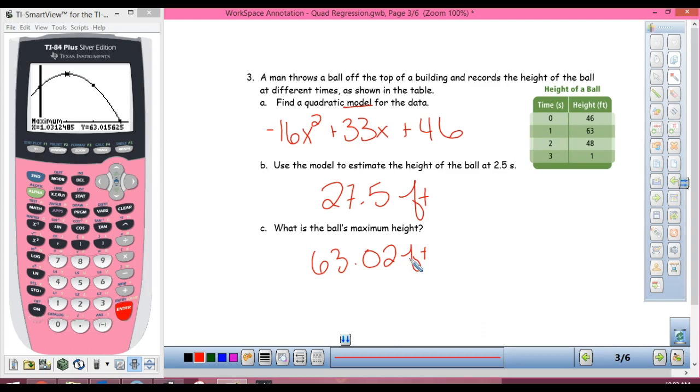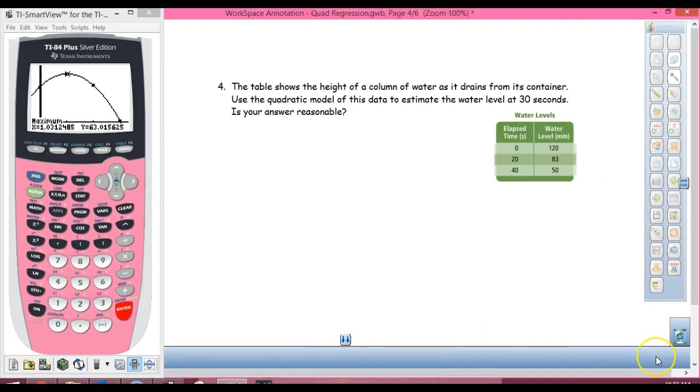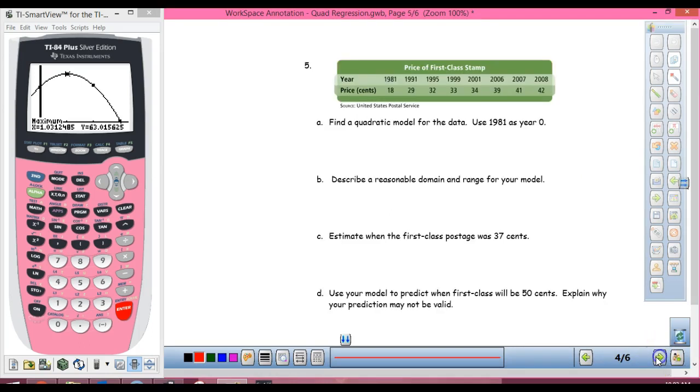Okay. What if I want to know when this hits the ground? Then we're finding the zeros. Okay. So for the most part, I'm going to let you do it. A couple things I need to draw your attention to. We're good here. This is going to be normal. Number 5.